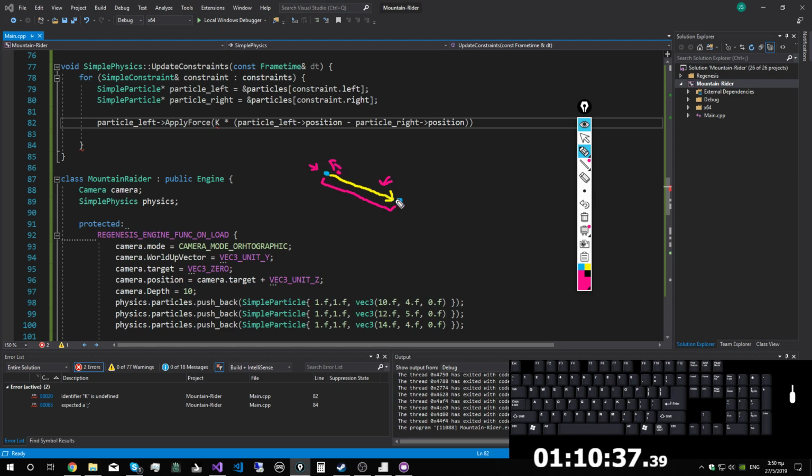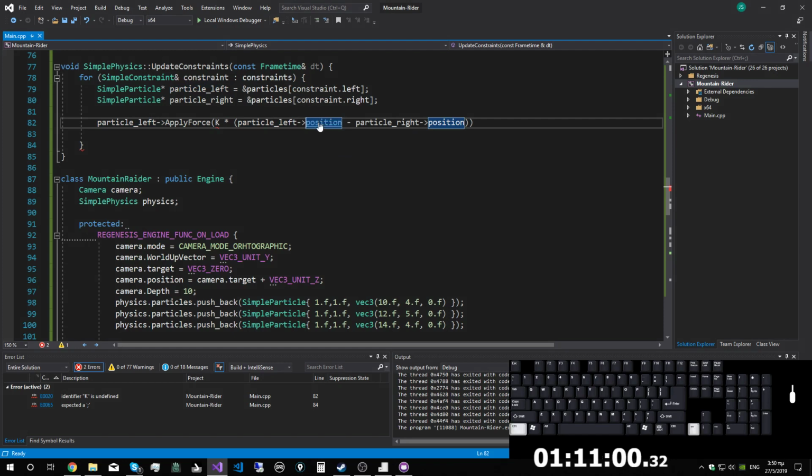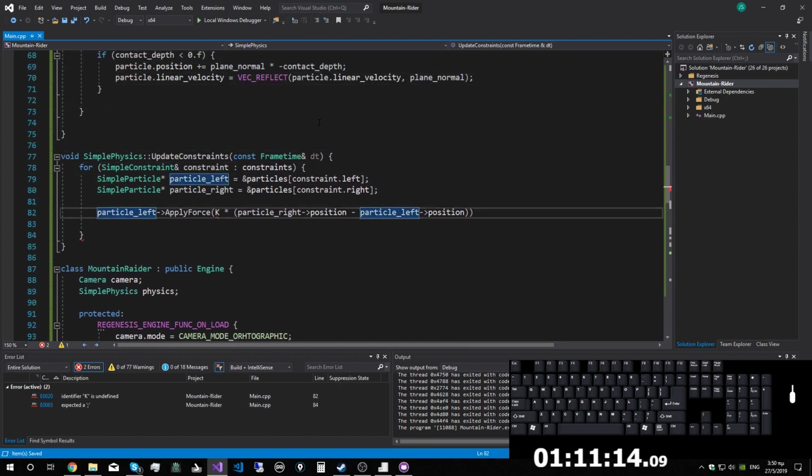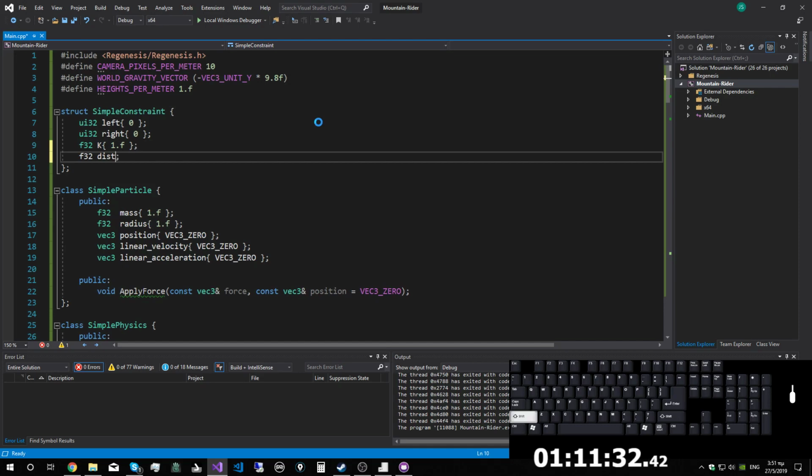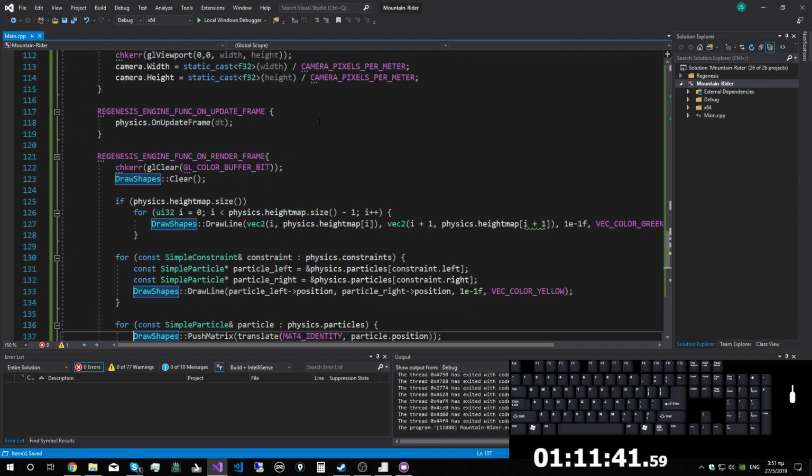So it is the offset from the left to the right. So from the right we must subtract the left to get that vector, and then subtract from that the distance. Okay, let's do it. So for the left, we need to get the right position minus the left position. Oh yeah, and this is the constraint K, and each constraint must have distance. Let's initialize it with 0, just to see what's going to happen, just for fun.